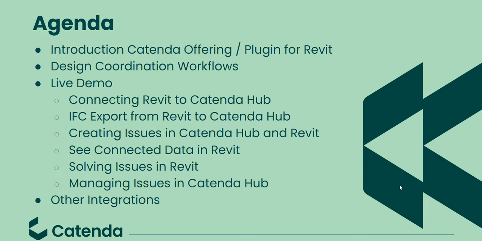We will see how you go about solving issues in Revit, issues that may be coming from clash detection software like Solibri or Navisworks or whatever the case may be. And most importantly, how you manage these issues with your project team, with the entire project in Catenda Hub. And last but not least, we will have a sneak peek at other integrations that behave in the same manner.